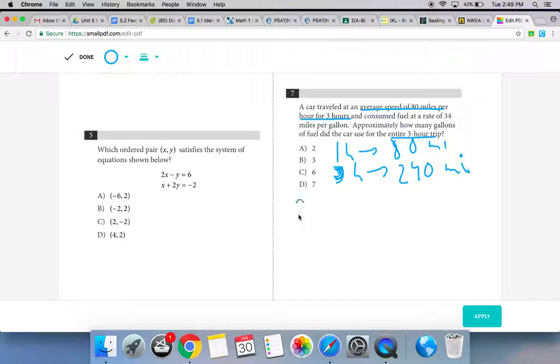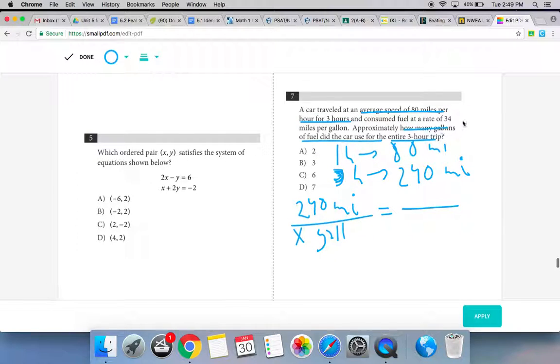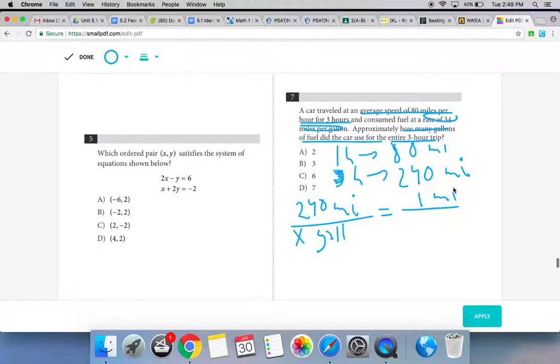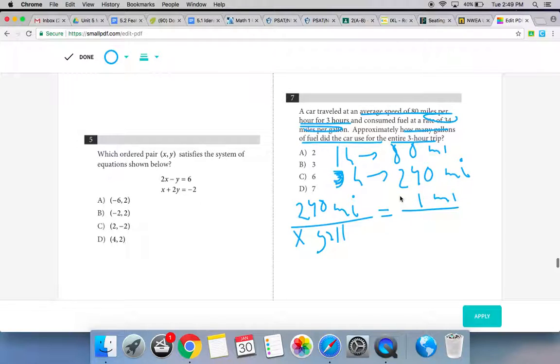Now, you know that you travel 240 miles. And you're trying to figure out how many gallons in the entire trip. So you know that you have 240 miles, you're looking for the number of gallons. We're just going to call that X. Now we can set up a proportion because we know that your rate is 34 miles per gallon. So in 34 miles, that's equal to 1 gallon.